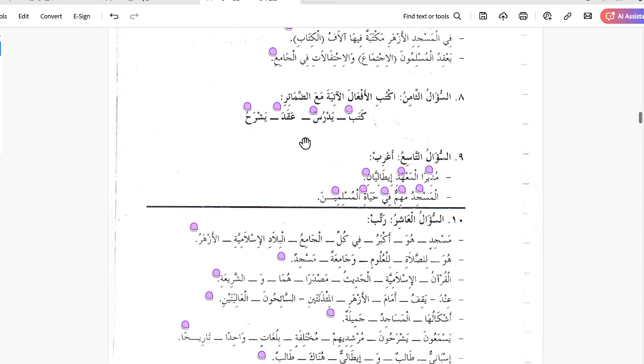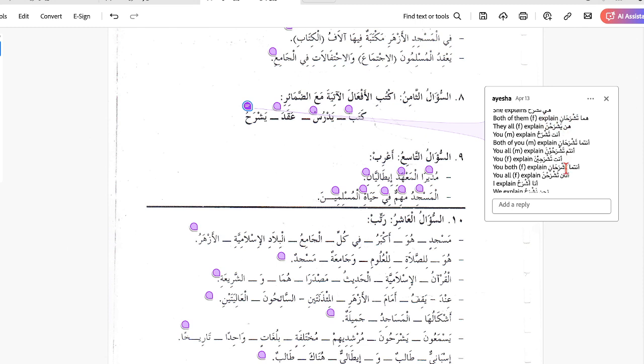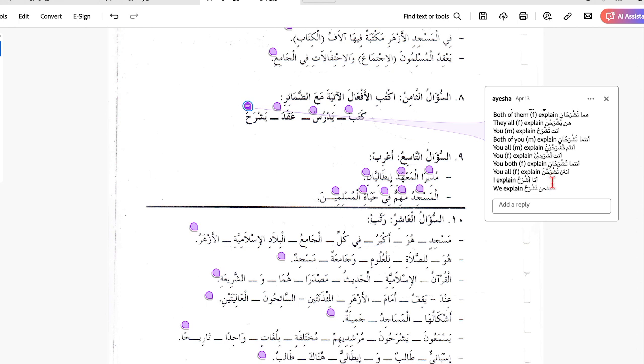Similarly, yashrahu, same like yadrusu. Huwa yashrahu, huma yashrahani, hum yashrahuna, hiya tashrahu, huma tashrahani, hunna yashrahna, anta tashrahu, antuma tashrahani, antum tashrahuna, anti tashrahina, antuma tashrahani, antunna tashrahna, ana ashrahu, nahnu nashrahu.